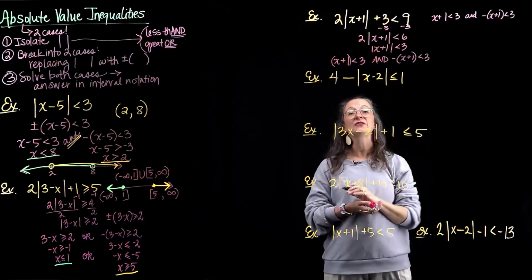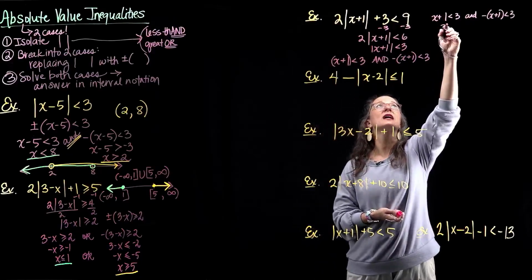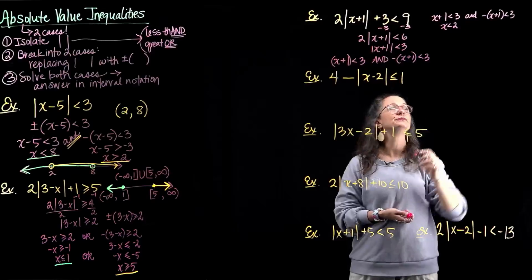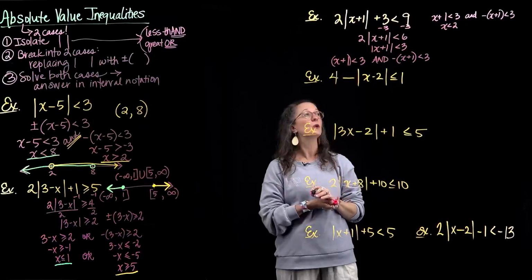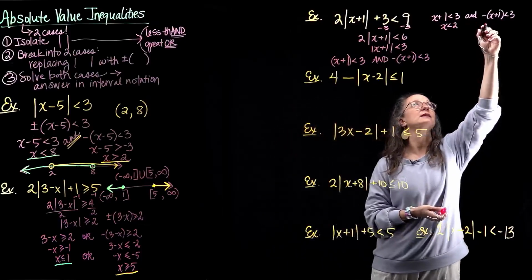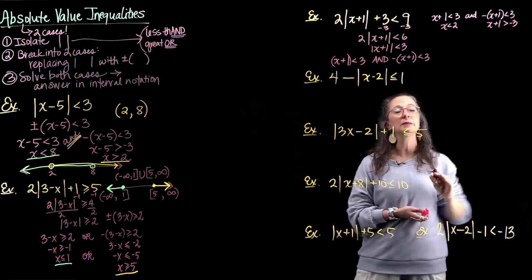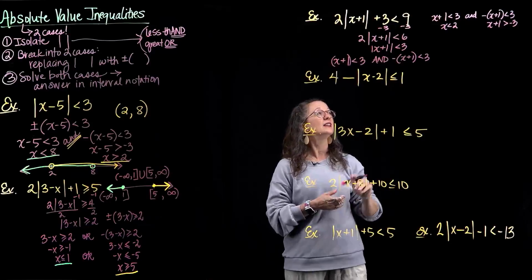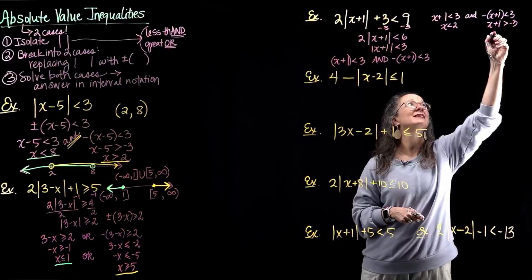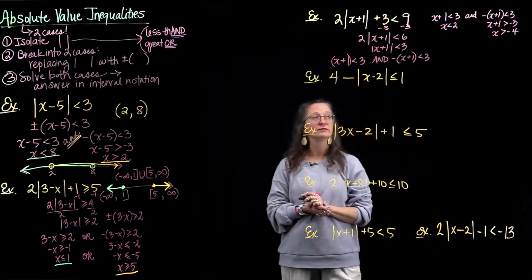All right, so on the left one, x plus 1 less than 3. We'll subtract 1 from both sides, and I get x less than 2. My other inequality, I'm going to rewrite this as x plus 1 greater than negative 3, because I multiplied through by negative 1. And then I'll subtract 1 from both sides and get x greater than negative 4.